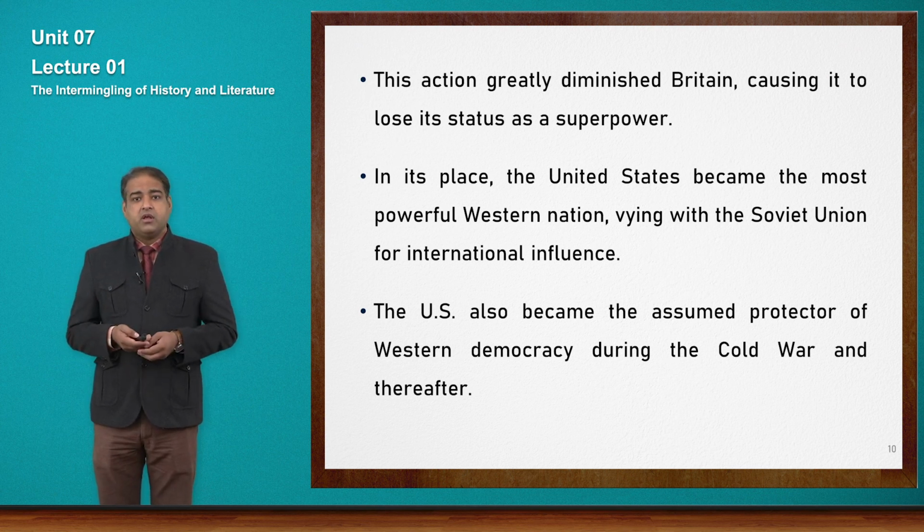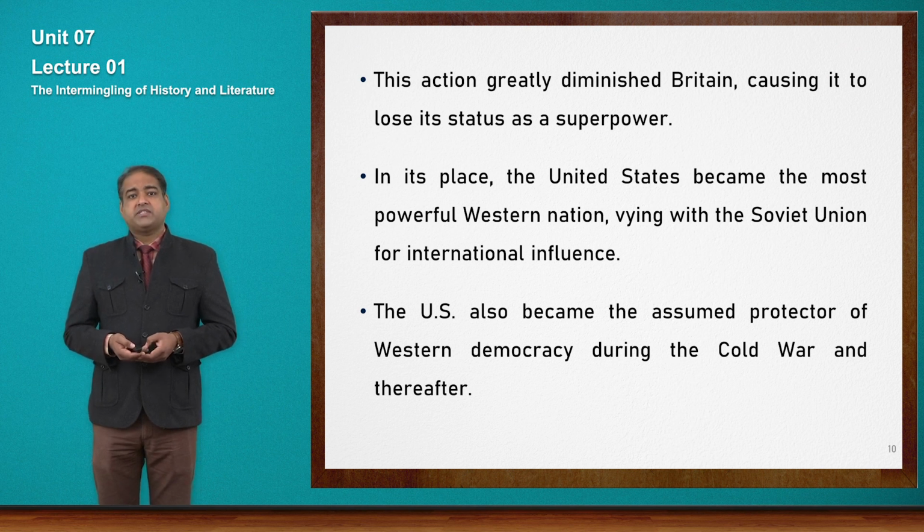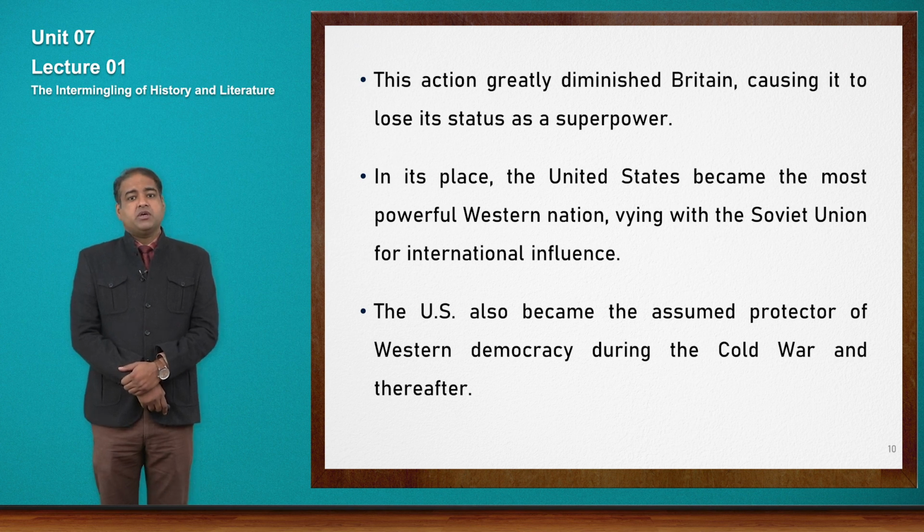Soviet Union divided and thus America became the superpower. The US also became the assumed protector of Western democracy during the Cold War and thereafter. Friends, you know that when the Second World War ended, not even then the Cold War stopped. The Cold War was also there between the First World War and the Second World War. So we can understand that during this Cold War, US was the assumed protector of democracy. It became the responsibility of United States to manage the peace in the entire world.